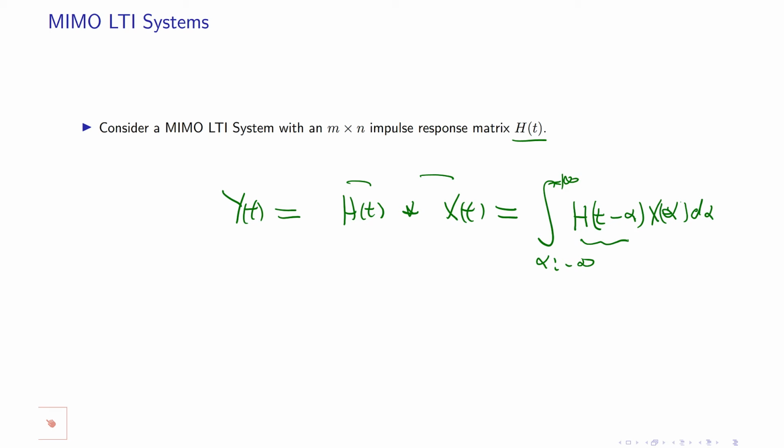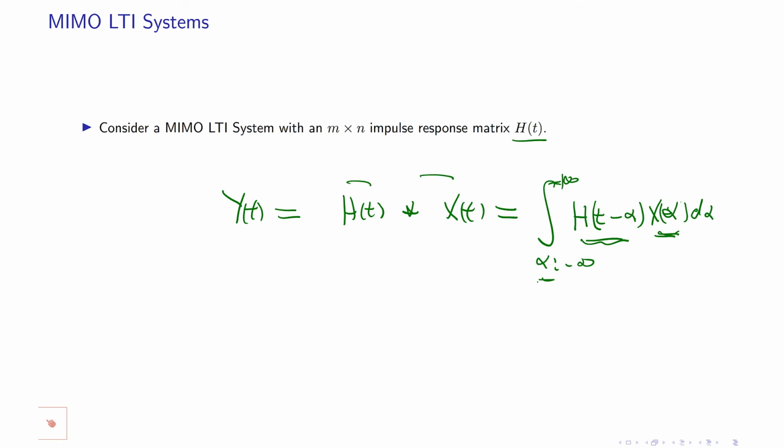Remember that you multiply this matrix by this vector, and then you will get another vector, and then you integrate with respect to each entry of that vector. So matrix multiplied by vector becomes a vector. Entries of the resulting vector are integrated over this dummy variable alpha from minus infinity to plus infinity, and it gives you a signal.